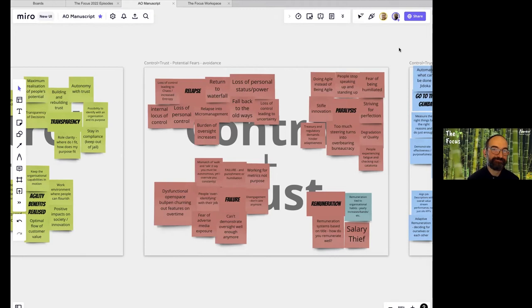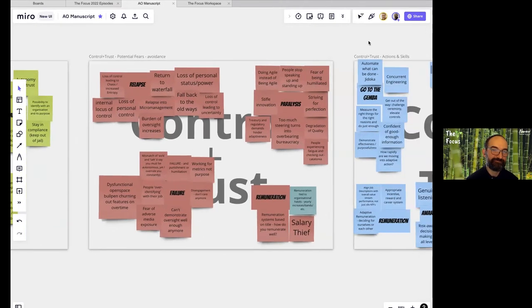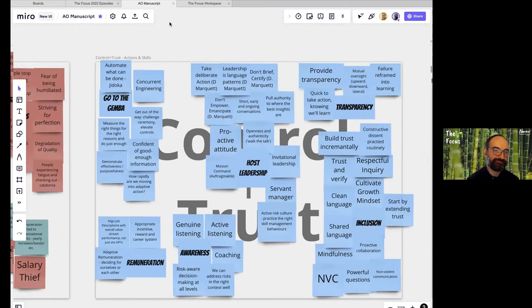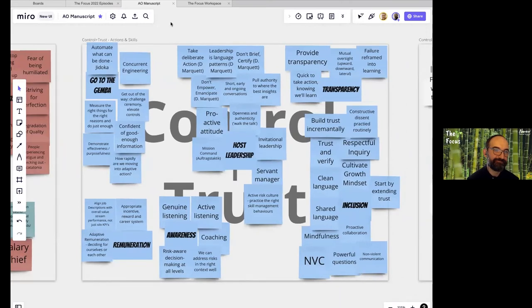Now, when we look at those types of things that we want to potentially avoid when control and trust are out of sync, what are the actual actions and skills that we can look at in our organization in order to keep us in that thriving or Goldilocks zone that Horia explained? And this is where we can actually have real skills and actions that we can take in order to maintain that dynamic balance to enable our greater purpose statement. Horia.